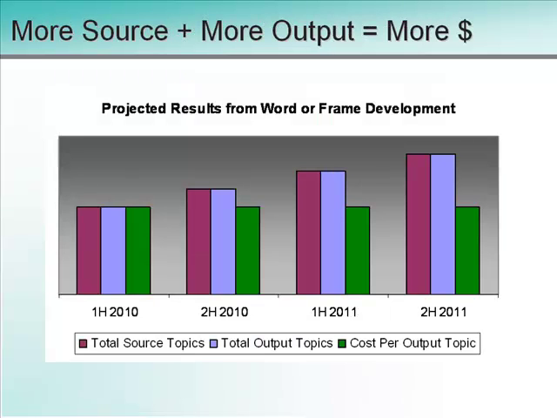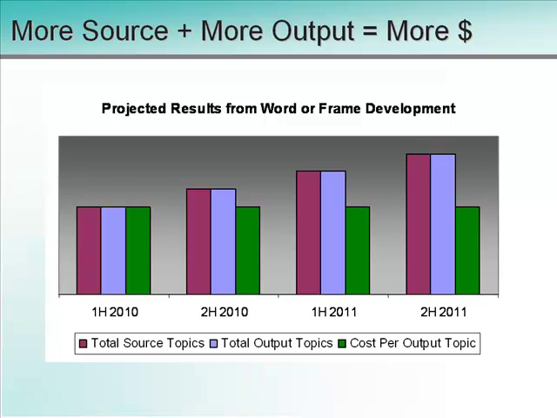Now let's explore the value proposition of using DITA versus Word or FrameMaker. In this first chart, we're looking at projected results from 2 years of traditional Word or FrameMaker development. Looking at the first half of 2010, notice that the total number of source topics in purple and the total number of output topics in blue are the same. Also notice that as we move forward in time, those bars rise in lockstep.